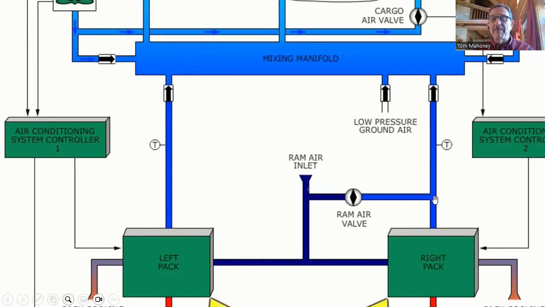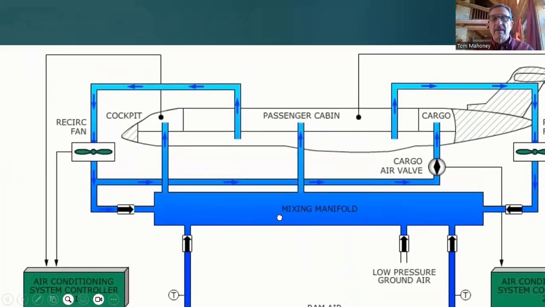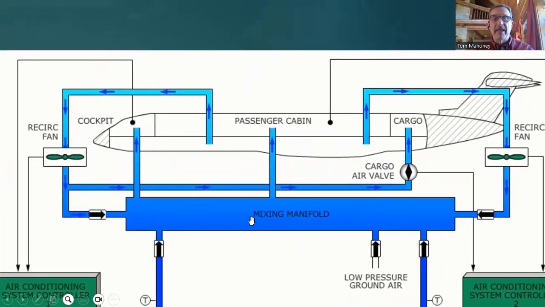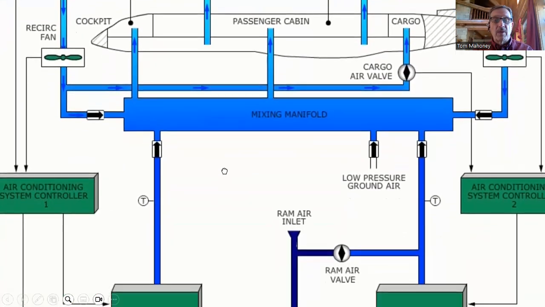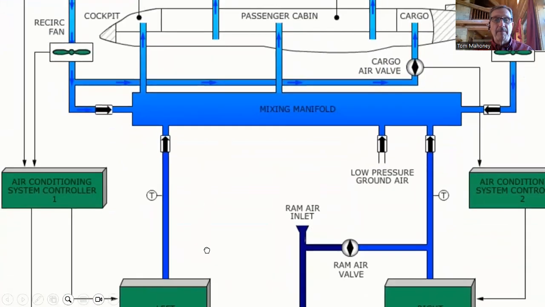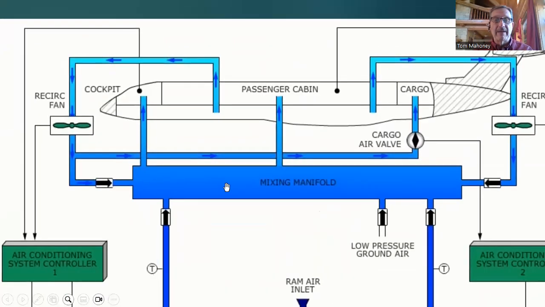If we're talking about the right pack, its cool air travels upward into the more aft portion of the mixing manifold. And at any rate, the mixing manifold then redirects the air, in this case, to the passenger cabin and into the cockpit. So think of it this way. We've got the left pack coming up, dumping air into the mixing manifold.